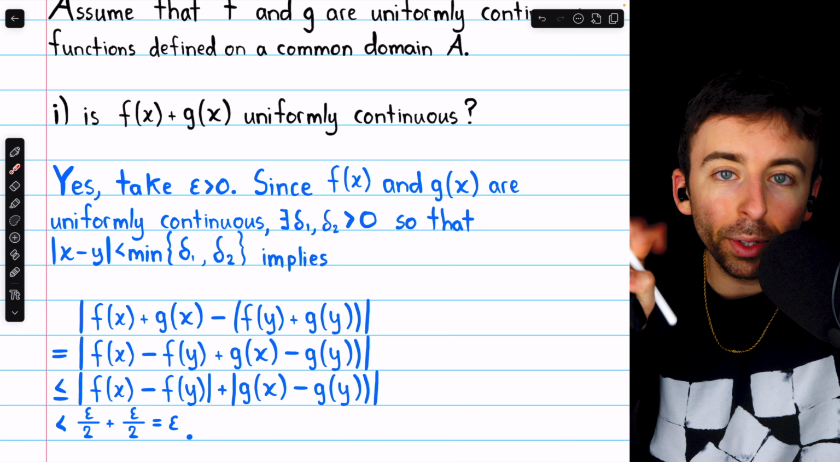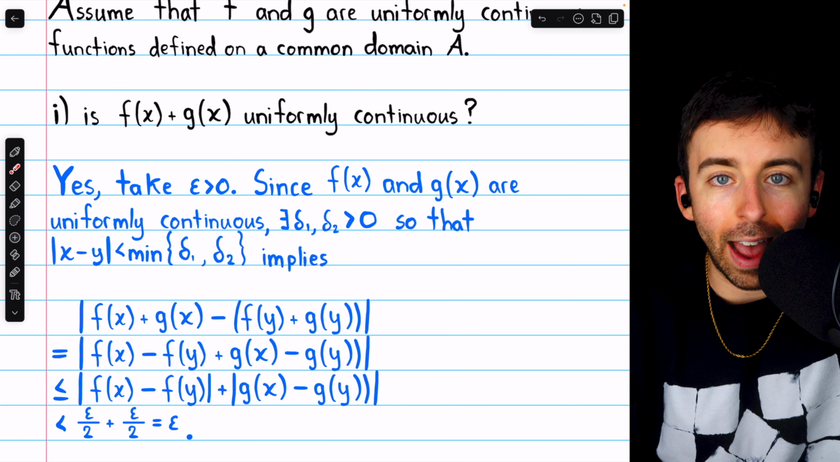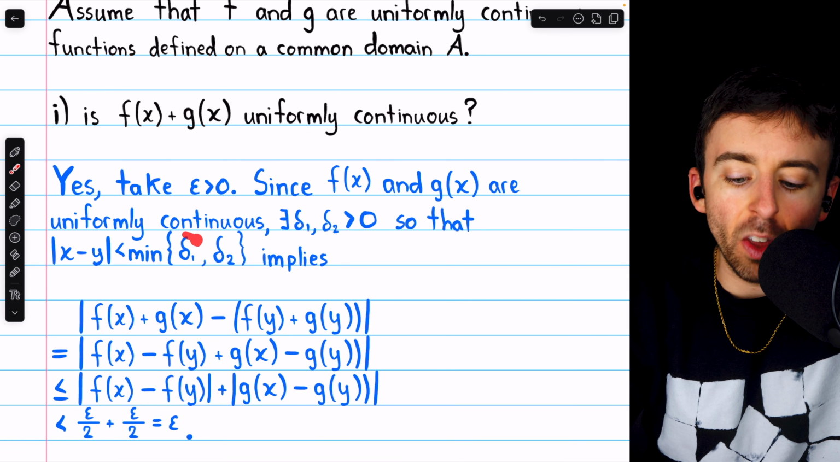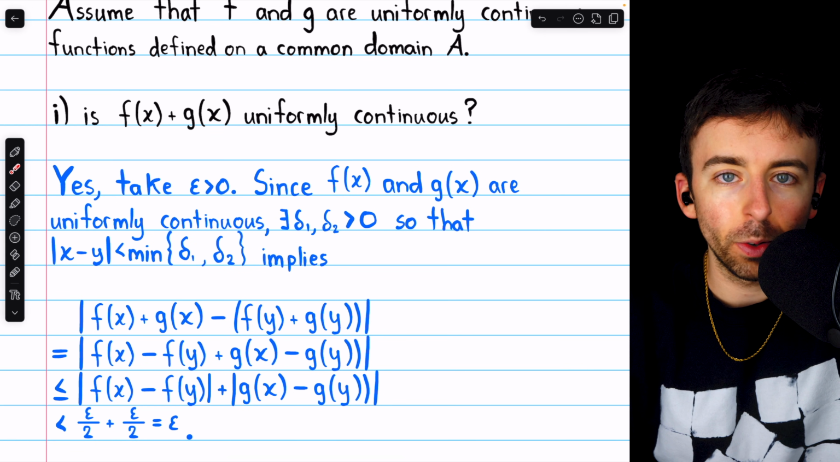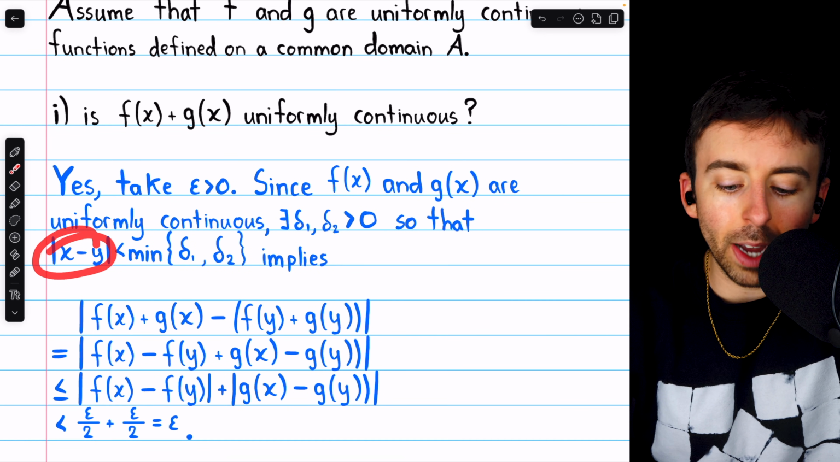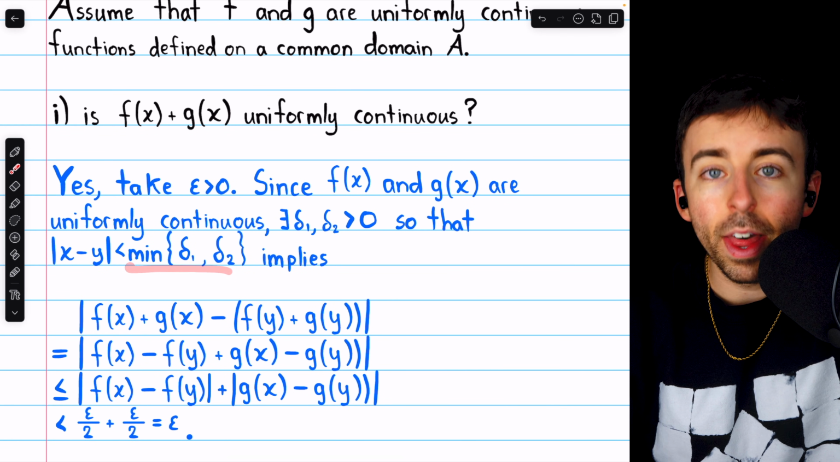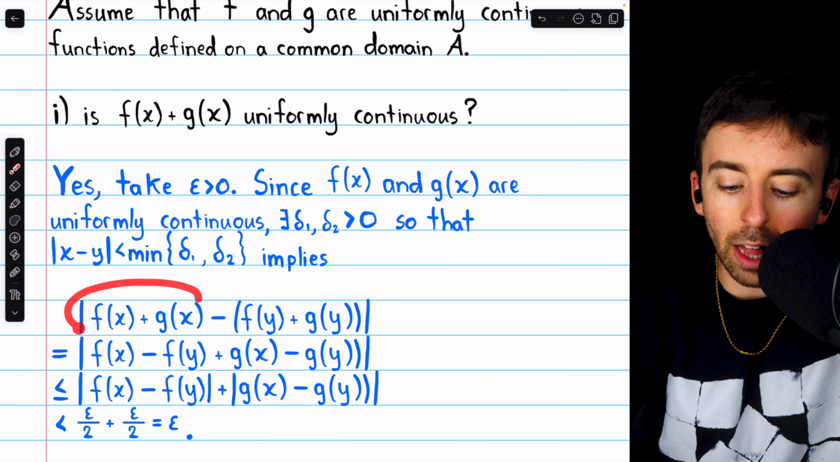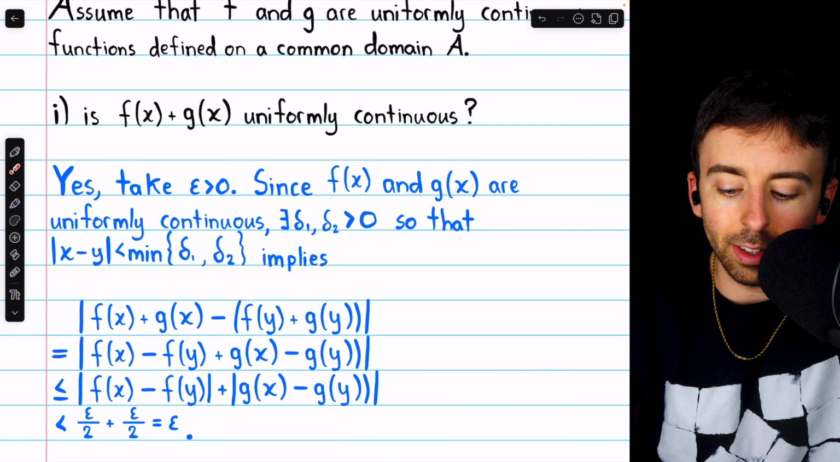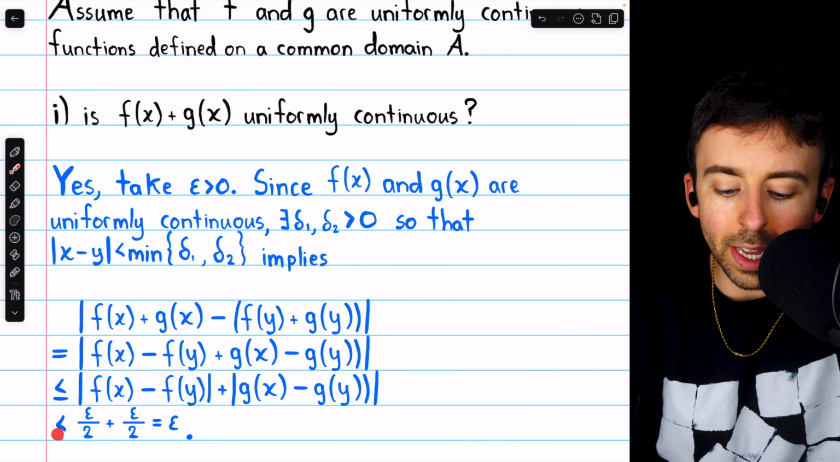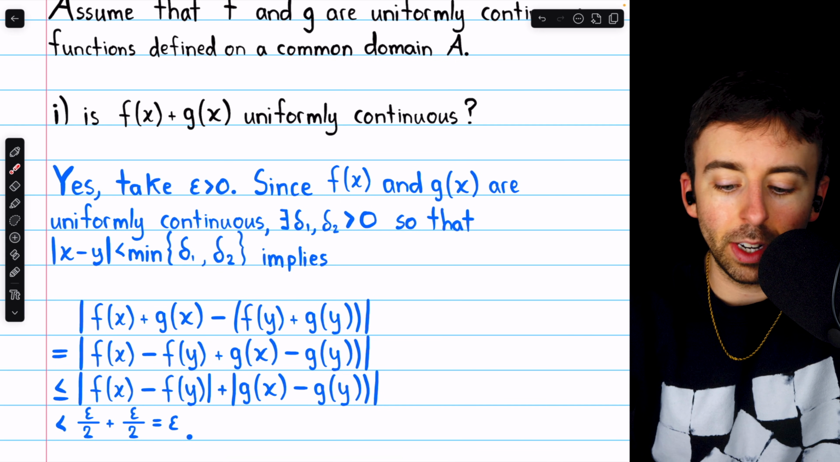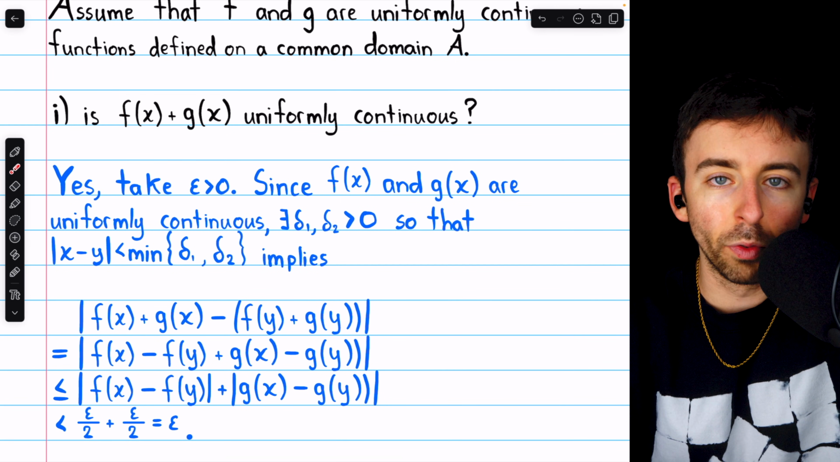And then the delta that we actually use for f plus g is just the minimum of delta 1 and delta 2. As long as the absolute value of x minus y is less than that minimum, then indeed the absolute value of f of x plus g of x minus f of y plus g of y will be less than epsilon. Hence, by definition, f plus g of x is uniformly continuous.